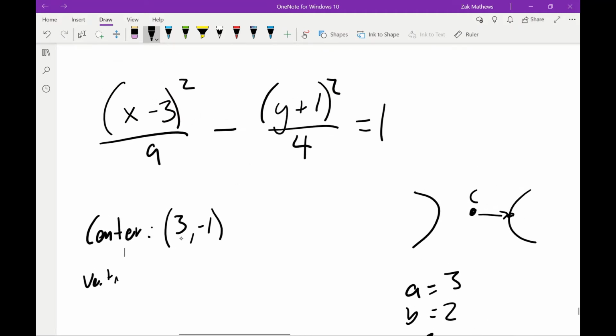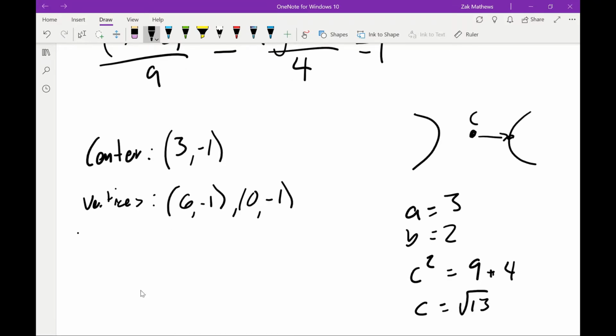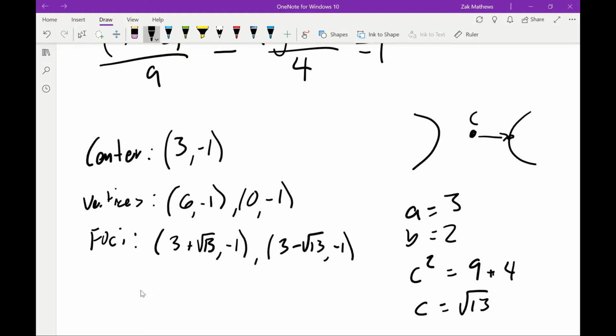The vertices are the elements that span left and right of that. So we're going to go 3 units to the right. That'd be 6, negative 1. 3 units to the left would be 0, negative 1. And it does not matter which one you put first. That is the same idea as with the ellipse. Next thing I'm going to do is get my focal points, my foci, just because I already have the c. So I would go from center to the right by the c, and then I'd go from center to the left by c. So 3 minus the square root of 13, negative 1.